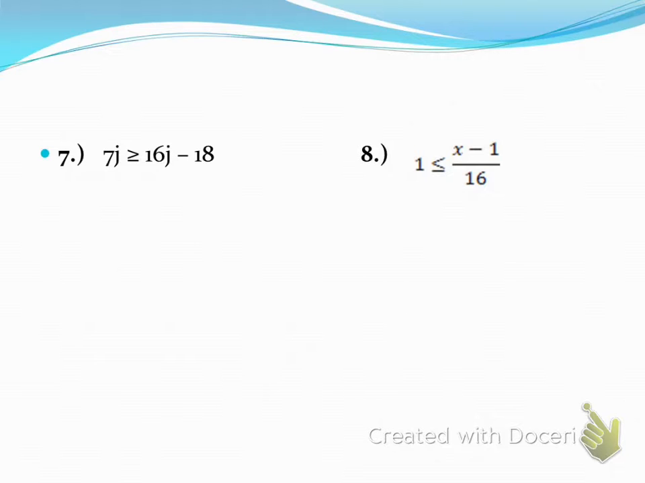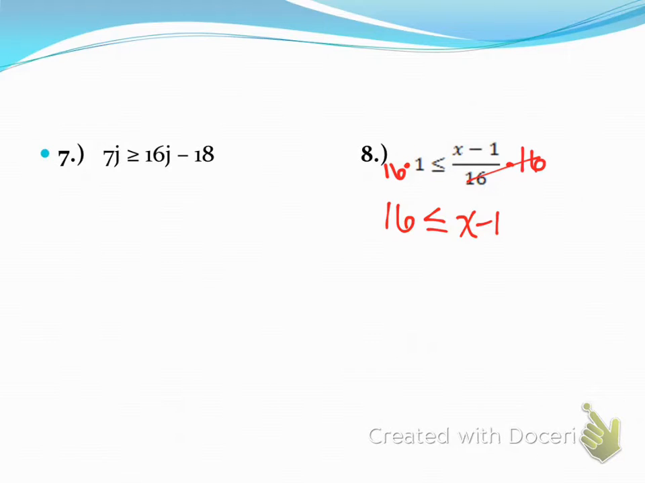Keon, what do you think? Multiply both sides by 16. I like that plan. That gives me 16. And then on the other side we would have x minus 1. Alright, so right now we leave it alone. The sign does not change when we multiply by a positive.